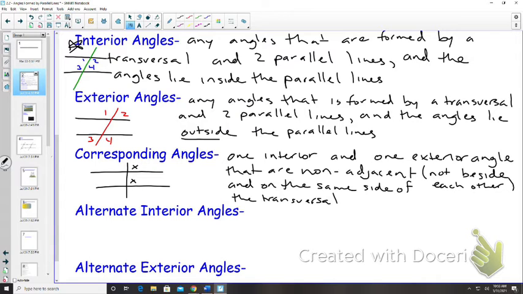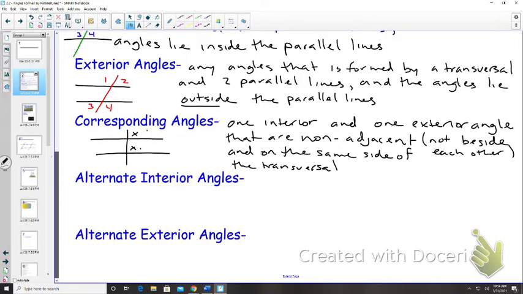So interior and exterior, they're non-adjacent, so they're not beside one another, and they are on the same side of the transversal. Okay, those are corresponding angles, so make sure we are following along, please.